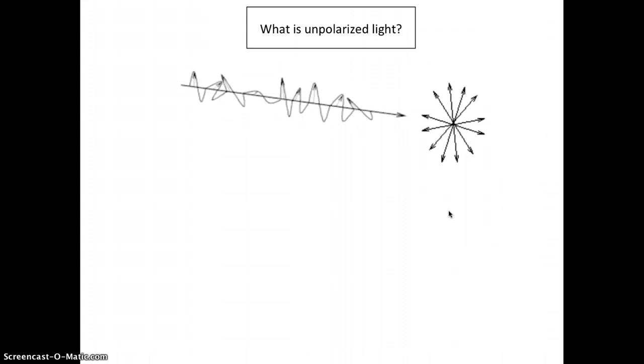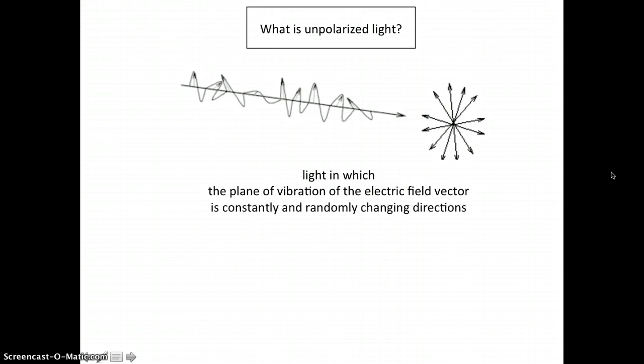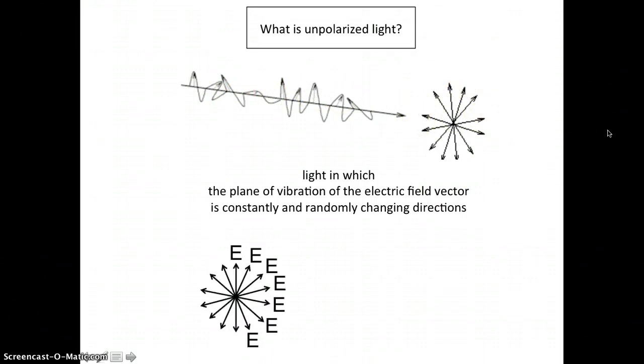Unpolarized light is light in which the electric field vector, or the plane of its vibration, is always and randomly changing directions. First it's up, then it switches again, and so every possible direction is represented. The electric field vector oscillates or changes randomly between every direction. We can represent this using vertically and horizontally polarized light on top of each other, added together. So we can imagine unpolarized light this way.